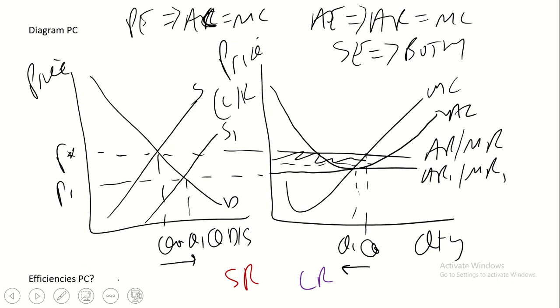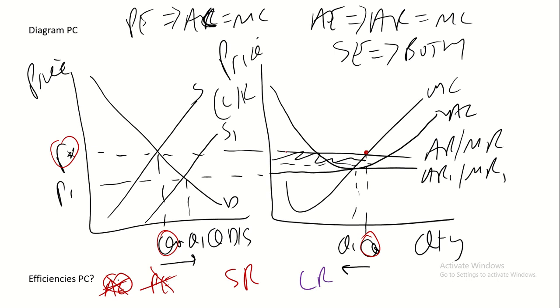So let's look at the short run. Let's look at the scenario of whether they are productively efficient. So in the short run, we're looking at Q star and P star. Here, are they producing at the bottom of the AC curve? They're producing here, which is not at the bottom of the AC curve. So in the short run, they are not allocatively efficient. Sorry, productively efficient. What am I talking about? Actually, they are allocatively efficient because allocative efficiency is where AR equals MC.